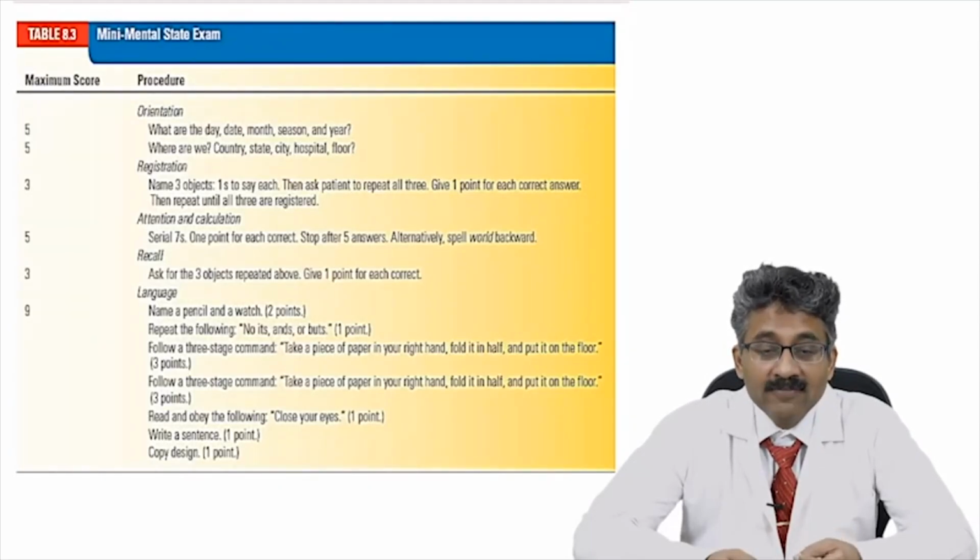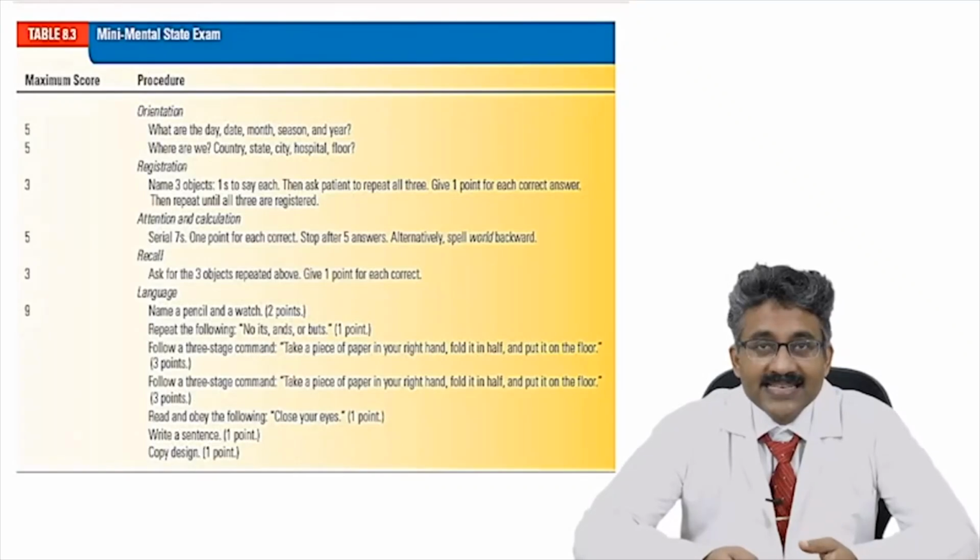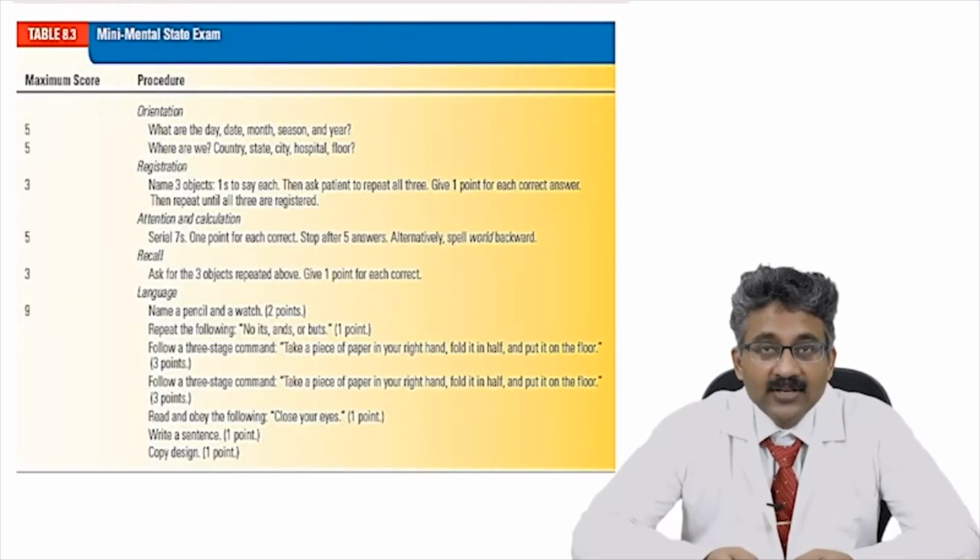Then read and obey the following. For example, close your eyes, lift your hand; he has to read and obey it. For this, 1 point. For a 3-stage command, 3 points. Then he has to write a sentence, one point. Then copy a design, a triangle or a square or a rectangle. So this language will have 9 points. The total points in mini mental status examination is 30. Depending upon the education level, the normal score varies from 24 to 27. In our patient, we applied this and he scored around 27.